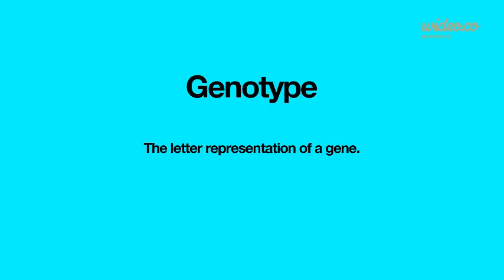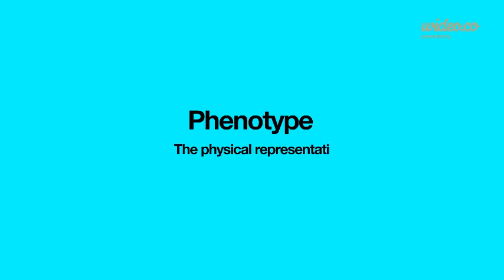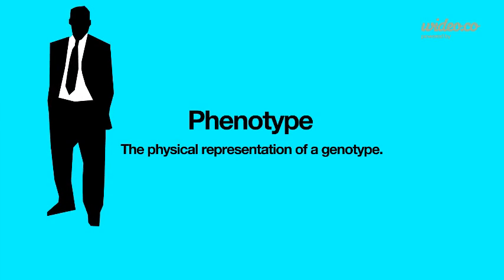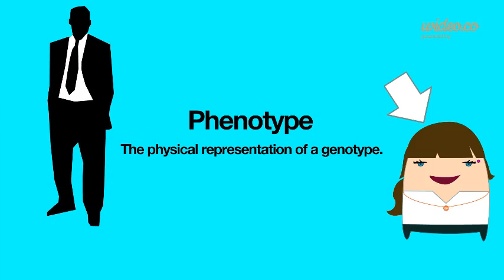The first term we need to know is genotype. A genotype is the letter representation of a person's gene. The genotype consists of two letters, either lowercase, uppercase, or a combo of the two. The next term is phenotype. The phenotype is the physical representation of a genotype, so being tall, or the color of your hair.